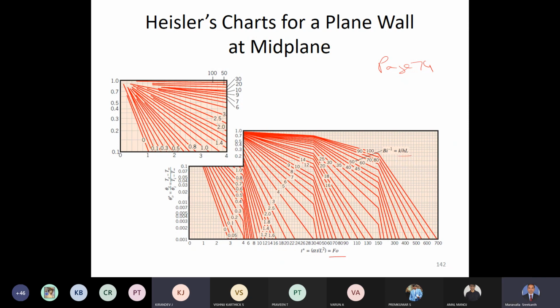If you are using the charts in your data book, the x-axis is Fourier number and the y-axis is simply Biot number. Here it is the inverse of Biot number, while in the data book it is Biot number. But the ultimate result is still the same. So I will first demonstrate how to do this here, and then we'll go to the data book.